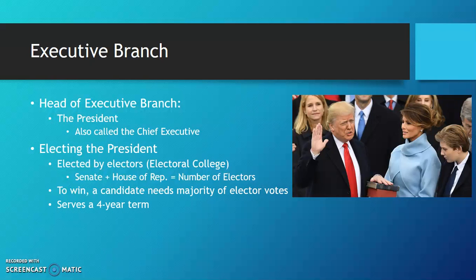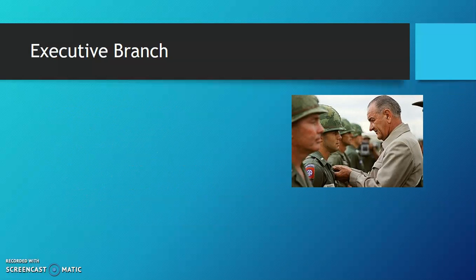This president also serves a 4-year term. This is deemed in the Constitution. Later, an amendment was made that said a president can serve no longer than 8 years in office. In giving the oath, as you see the president doing in the picture, the oath calls for the president to defend the Constitution. The executive branch has many powers.